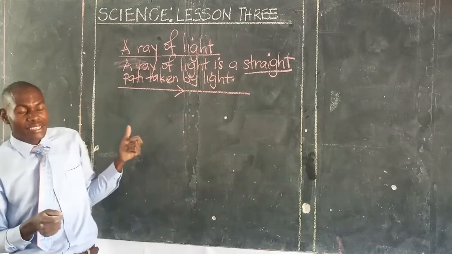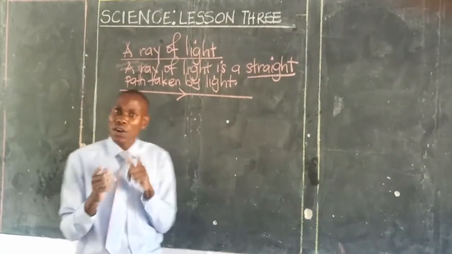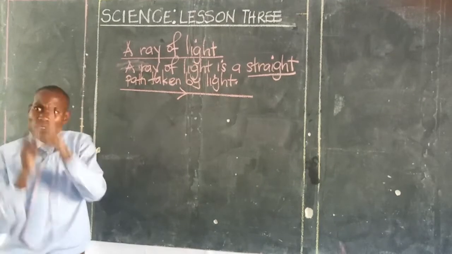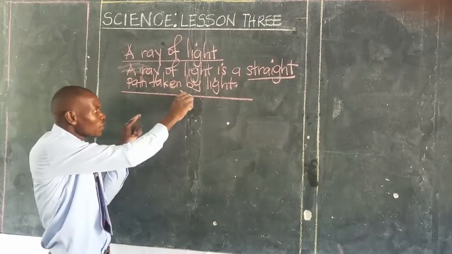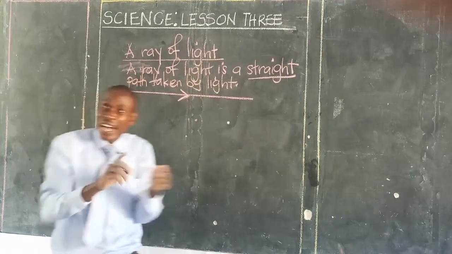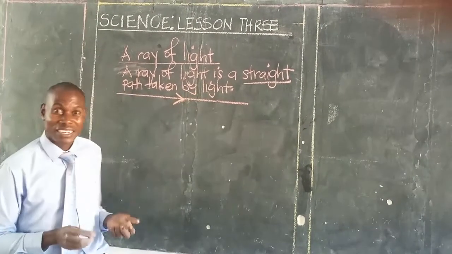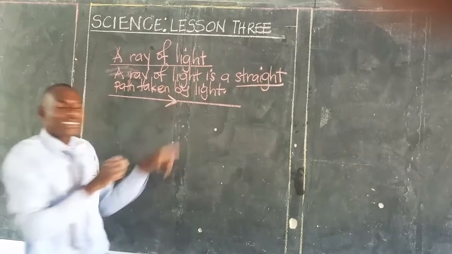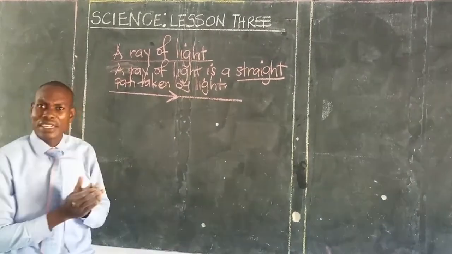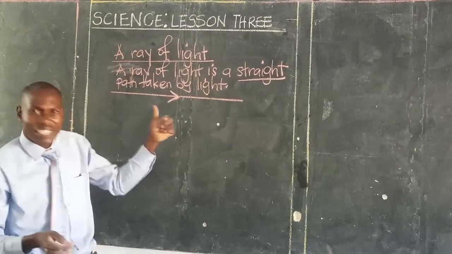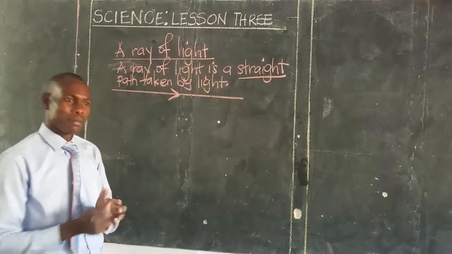Now, we can represent a ray of light using an arrow. However, when you are drawing an arrow, take note. Draw it using a ruler and a pencil. And do not forget to include this arrow here. If you just draw a straight line, we shall call it a line segment just, and it will not represent a ray of light. But by us including this arrow, that means that it has become a ray of light. A ray of light is a straight path taken by light. Is that one okay, boys and girls? Yes. Thank you very much.